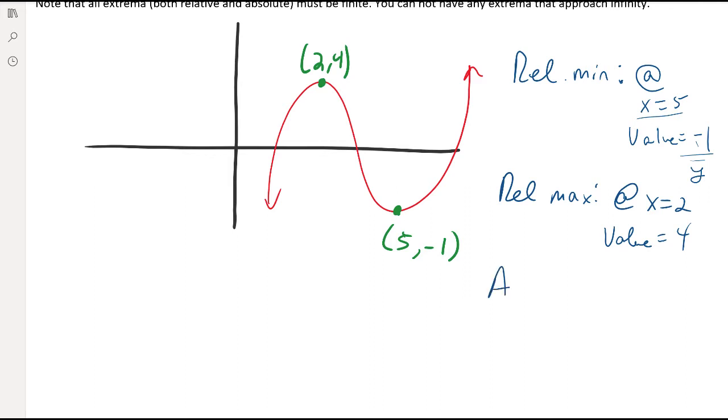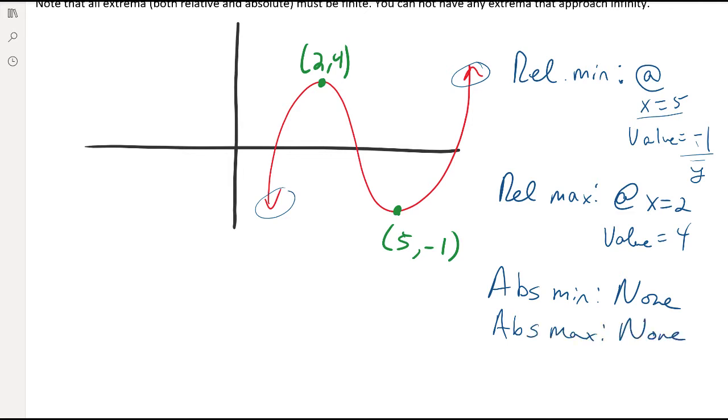Okay. Now, do we have an absolute min? We do not. Why not? Because we're actually looking over an open interval. These arrows indicate that we're going up and to the right forever, we're going down and to the left forever. And remember, we said that any extrema, min, max, relative, absolute, it can't be infinite. So because the graph goes down forever, there's no absolute minimum. Because the graph goes up forever, there's also not going to be an absolute max. Okay? So that one we only have relative extrema. We didn't have any absolute extrema. That's because this is an open interval. It just keeps going forever.